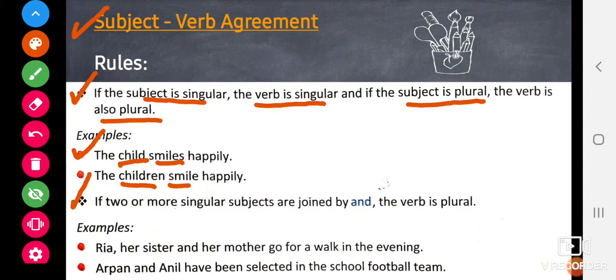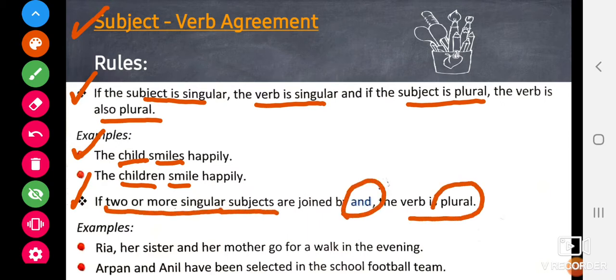According to the second rule, if two or more singular subjects are joined by and, the verb is plural. Here we have 3 subjects. They are joined with and as you can see, the verb is plural.